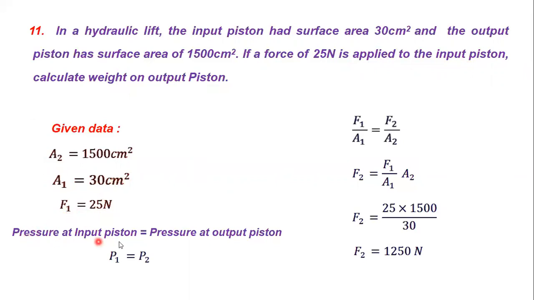By Pascal's law, pressure at the input piston is equal to pressure at the output piston. Means P1 is equal to P2. So the pressure formula is F by A. So F1 by A1 is the input pressure. F2 by A2 is the pressure at the output piston. And here we have to find out F2, the weight on the output piston. So after substitution of F1, A1, A2, we get 1250 Newton. So this is the weight on the output piston, 1250 Newton.